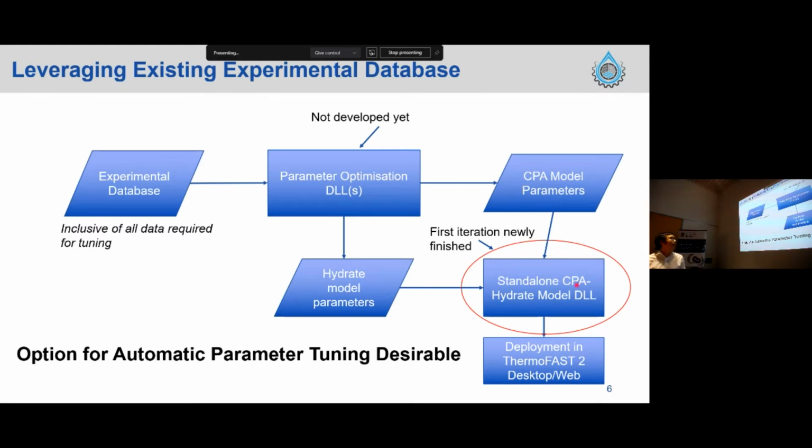Because these parameter tuning routines aren't fully developed yet, we're just directly feeding experimental data into our hydrate model for validation using preset parameters. I'll be talking more towards the end about how we can make this completely leveraged database for automatic tuning and why this would be desirable.